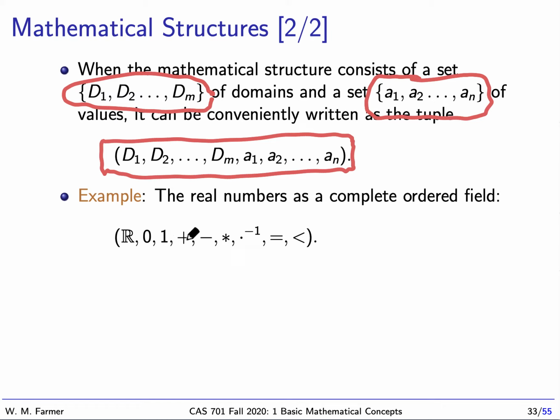Okay, so let's take an example. This is an example of a complete ordered field. It's right here. It's written as this tuple. And there's only one domain. It's a single domain. Most structures we deal with usually have either one domain, sometimes two domains. They could have many domains, but usually one or two domains at most. And these are the distinguished values.